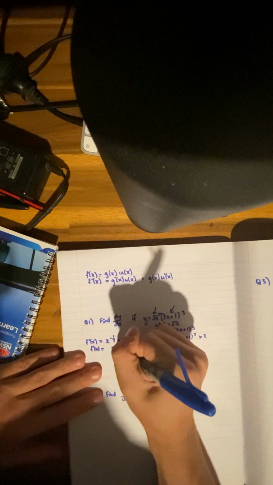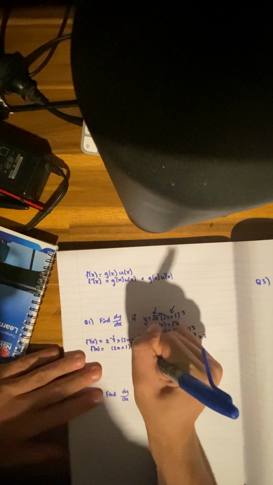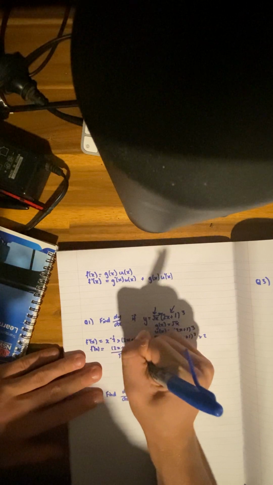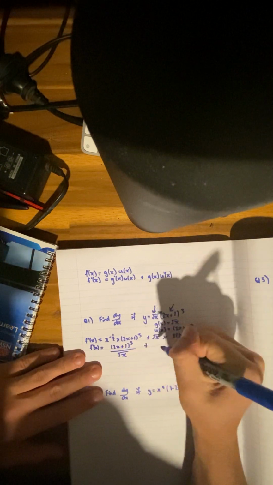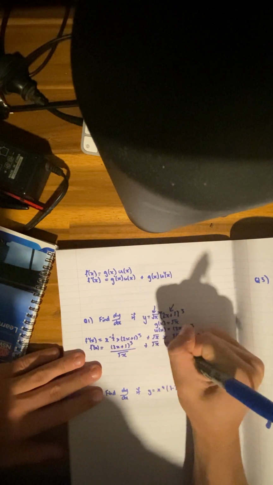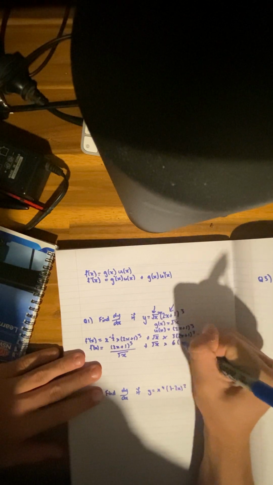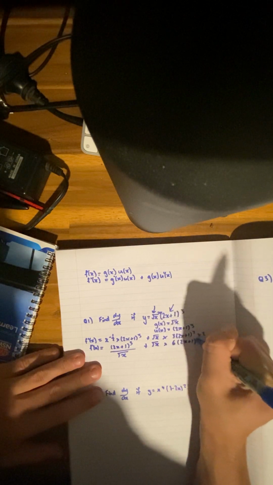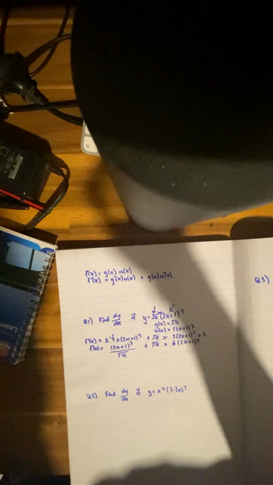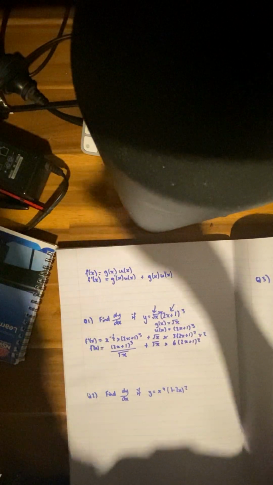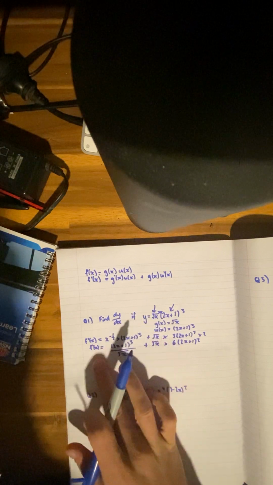So if we simplify this, make it a little bit nicer, we get f dash x equals (2x plus 1) cubed on square root of x, plus square root of x times 6(2x plus 1) squared. You could simplify it further, but there's really no need, and that would give you your answer of dy/dx.